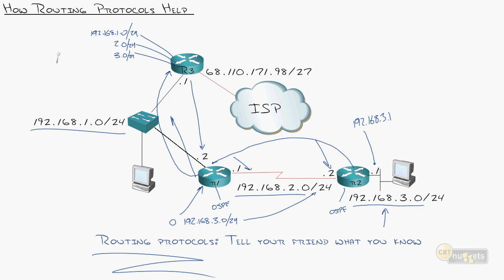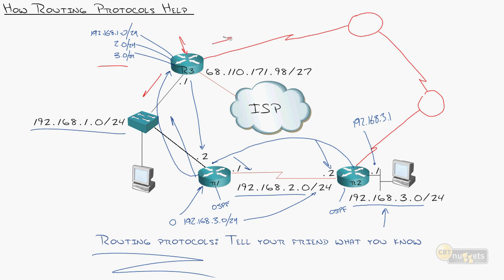So let's just imagine with me real quick that router 3 actually has a very slow backup connection to this router over here, which has a very slow backup connection to this router over here, which has a pretty decent speed to this router right here. So essentially router 3 has not one but two ways to get to 192.168.3.0. A faster way and a slower way.